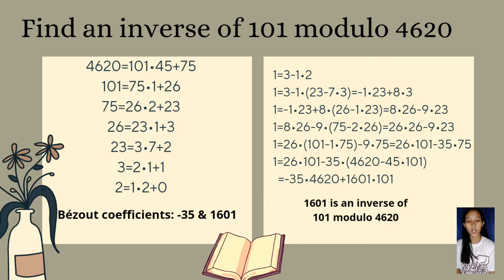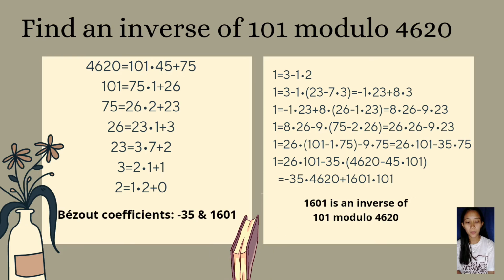So we have now here the 1 is equals to 3 minus 1 times 2. So galing naman siya sa second to the last ng Euclidean algorithm which is 3 is equals to 2 times 1 plus 1. So proceed naman tayo. 1 is equals to 3 minus 1 times the quantity of 23 minus 7 times 3. Yung 23 minus 7 times 3, galing naman siya doon sa 23 is equals to 3 times 7 plus 2, doon sa third to the last of Euclidean algorithm. So, it is equals to negative 1 times 23 plus 8 times 3. Kasi ginawa natin 3 minus 23 plus 7 times 3. So, yung 3 times 1, and then 7 times 3, combine like terms tayo.